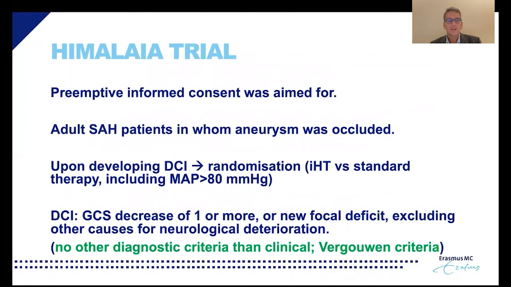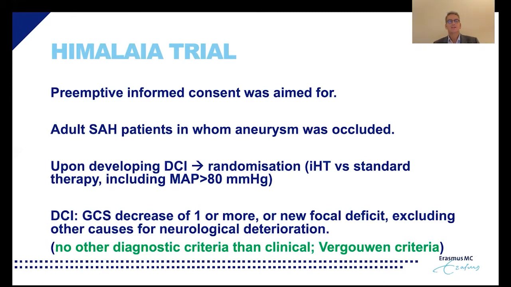So what did we do in the HIMALAIA trial? We aimed for preemptive informed consent. So we asked for informed consent on admission of the patient before the patient had DCI, so that we could randomize instantly as soon as signs of DCI would occur. So adult SAH patients were included with an aneurysm that was occluded, because otherwise it was not safe to induce hypertension, we thought. And upon developing DCI, we randomized the patient to induced hypertension versus standard therapy, including a mean arterial pressure of more than 80 millimeters of mercury.